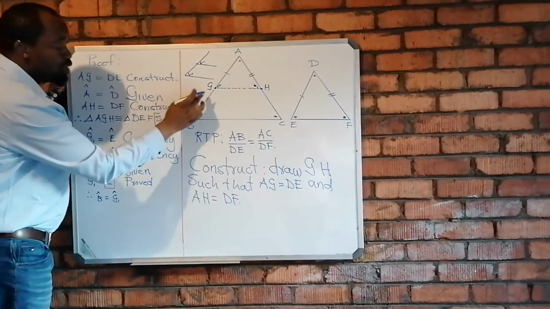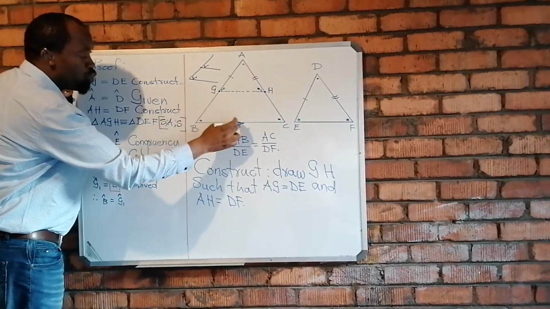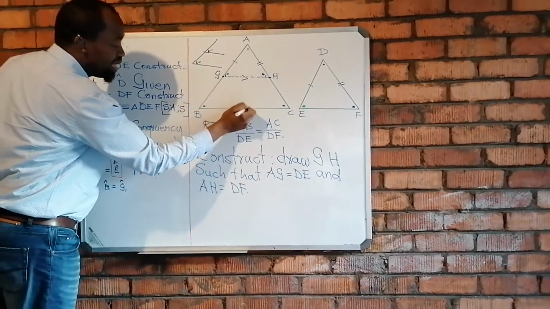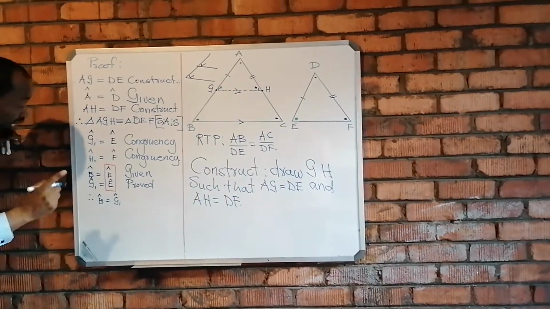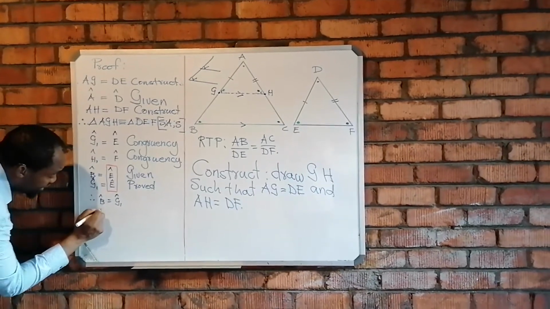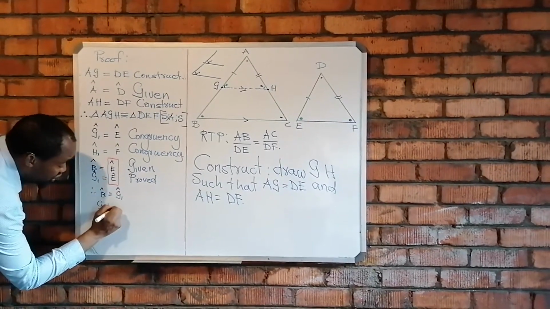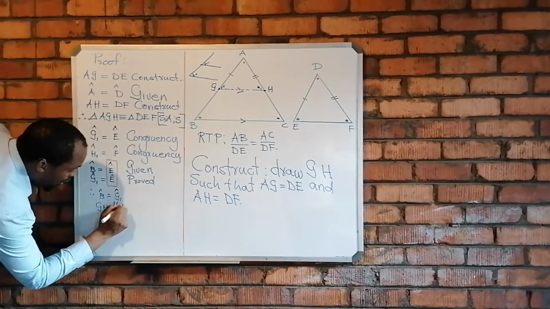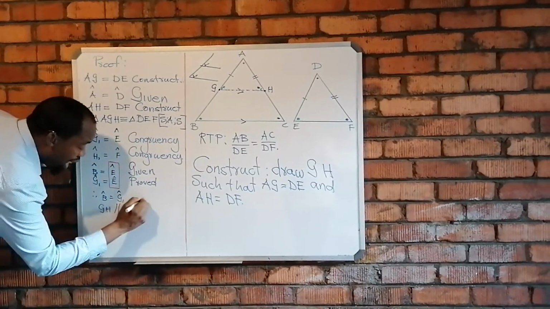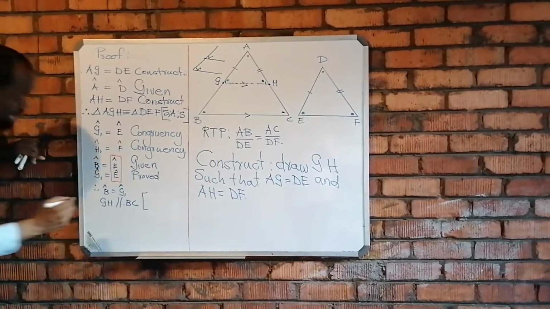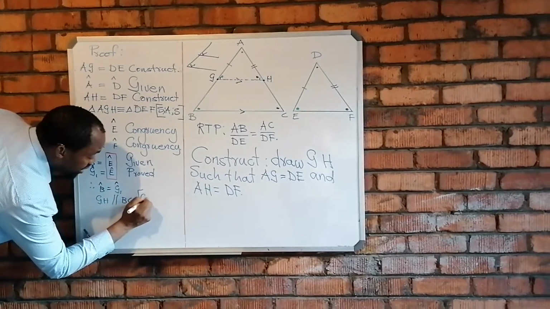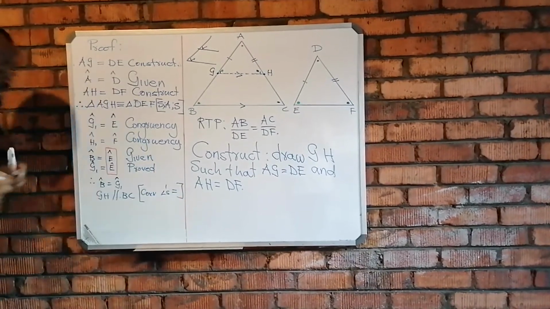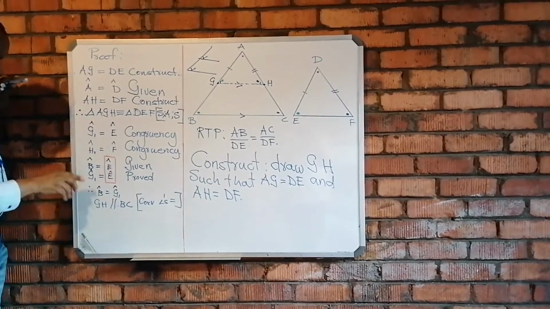Now, what can we conclude about the two lines because of that? I can conclude that this line is parallel to that. That is why I'm gonna say this means GH is parallel to BC. Why are the two lines parallel? Because I can see that corresponding angles are equal. I want to repeat this again.